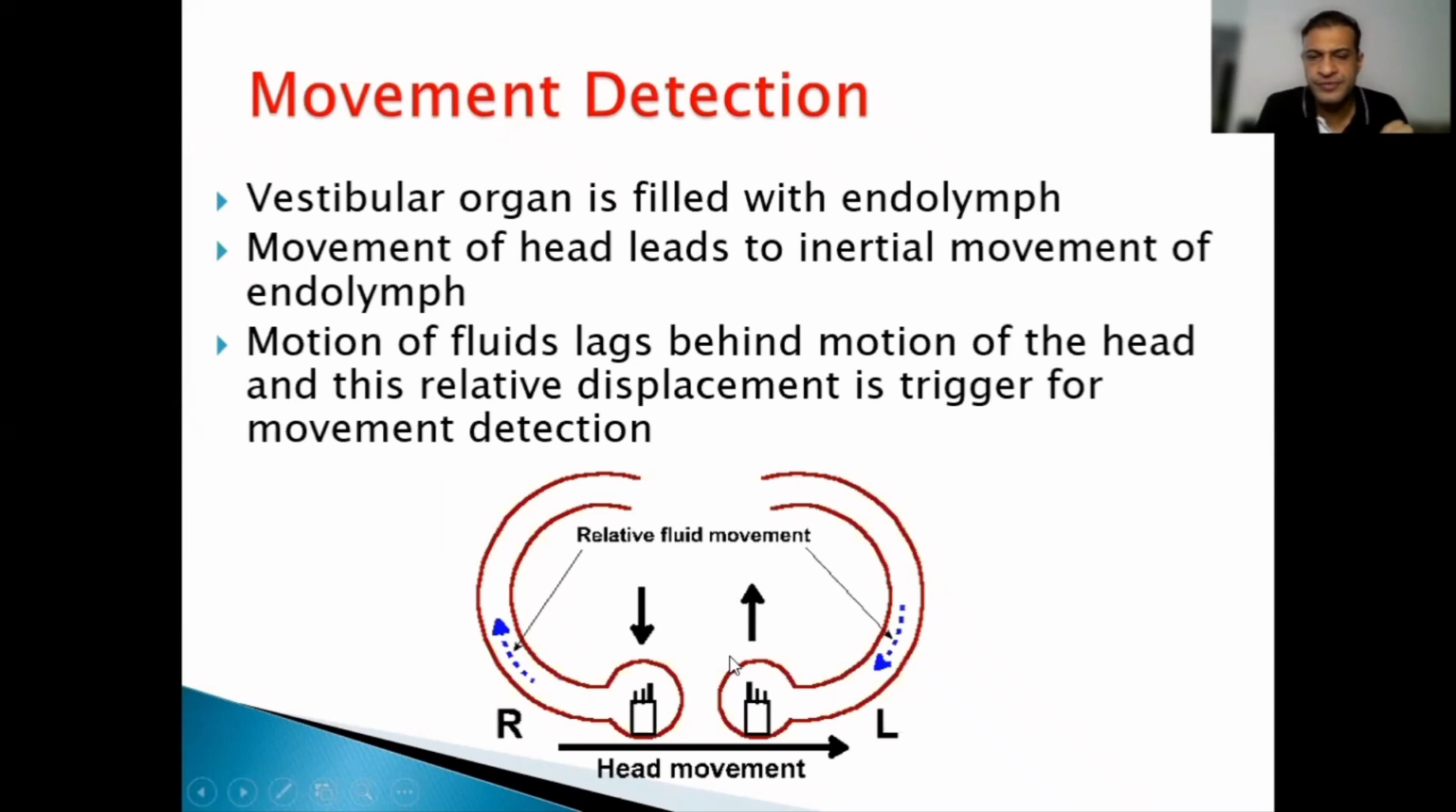When the head moves in one direction, if you see in this figure, when the head moves in the left direction, it is basically the movement of the endolymph which happens because of the inertial movement, and the endolymph moves in the opposite direction. So if my head moves in the right direction, my endolymph will move in the left direction. And this leads to stimulation of the receptor, and this leads to detection of the movement.